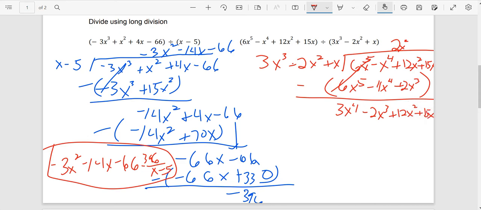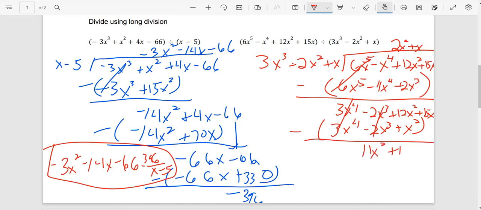What times 3x cubed gets us 3x to the 4th is just x, so add x. 3x to the 4th minus 2x to the 3rd plus x squared. This is going to come out decently. I get to eliminate 2 and 1. Lucky us. Subtract, get 11x squared plus 15x. We can't do any more because nothing times 3x cubed will get us 11x squared, so we're done.